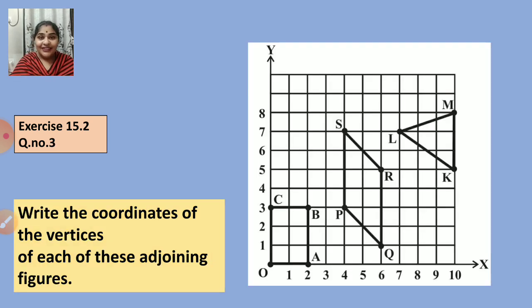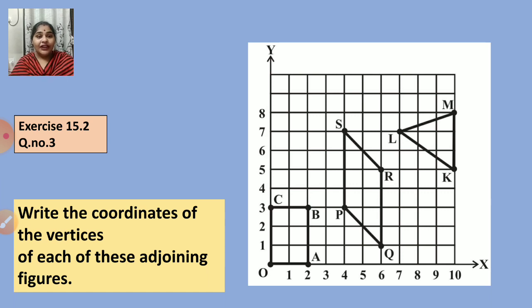Let us proceed. Exercise 15.2, question number 3. Write the coordinates of the vertices of each of these adjoining figures. Now you can see on your screen 3 figures are given. Okay, so 3 figures, 2 figures are 4-sided and the last one is 3-sided, right, children? So you have to write all the vertices. Vertices means nothing but the points.